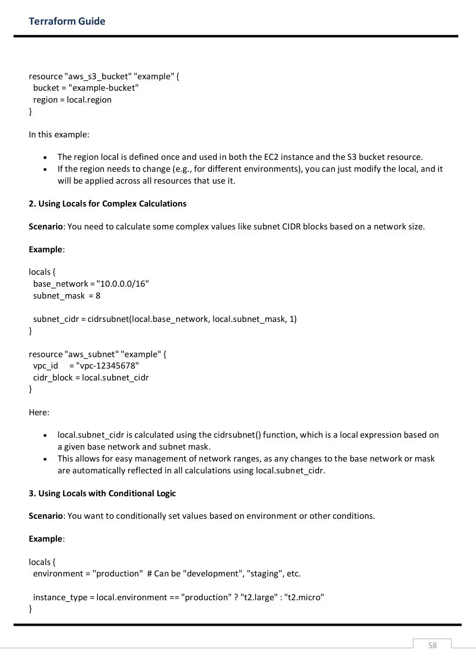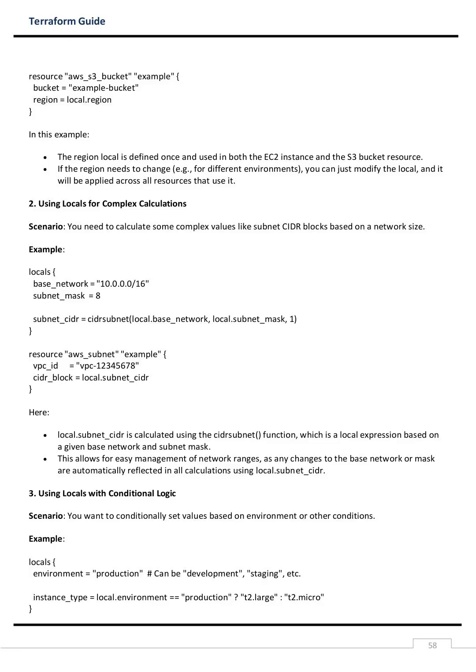2. Using locals for complex calculation. Scenario: you need to calculate some complex values like subnet CIDR blocks based on a network size. Example: locals, resource aws_subnet. Here, the local subnet CIDR is calculated using the cidrsubnet function, which is a local expression based on a given base network and subnet mask. This allows for easy management of network ranges, as any changes to the base network or mask are automatically reflected in all calculations using the local subnet CIDR.